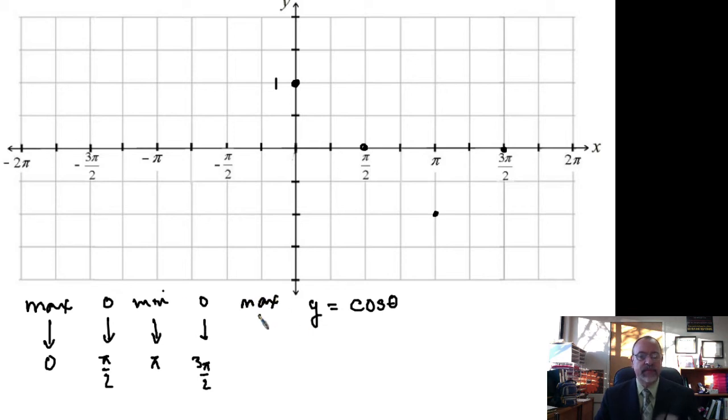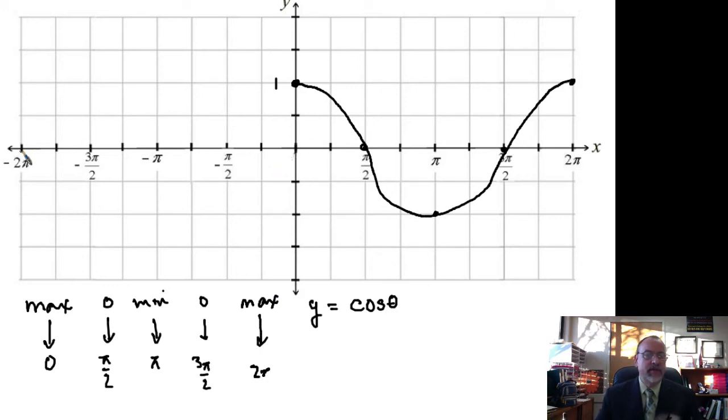It reaches its maximum again back at 2 pi. So again, we start at max, 0, min, 0, max. That's the pattern, and again, it's a nice little, that's not too bad. I can do better though. All right, and then again, it repeats this way.